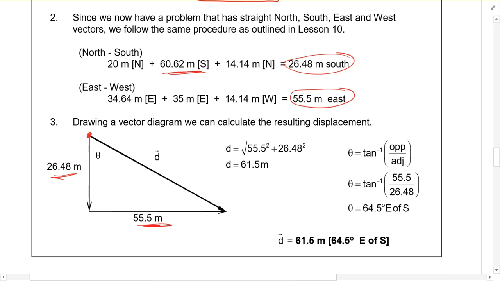We know that our resultant vector is going to be from the start to the tip of the last vector. And then we use Pythagorean theorem to find the distance, and then use our trig identities to figure out our angle. And then this ends up being 64.5 degrees east of south. So our answer here is 61.5 meters at 64.5 degrees east of south.